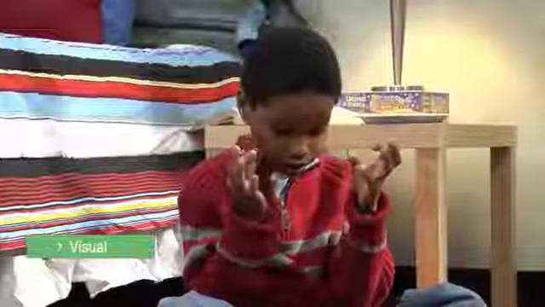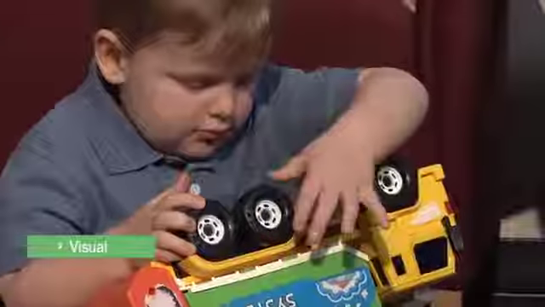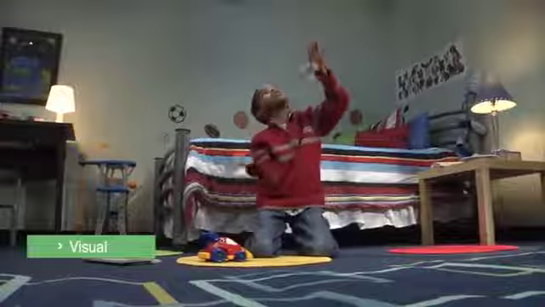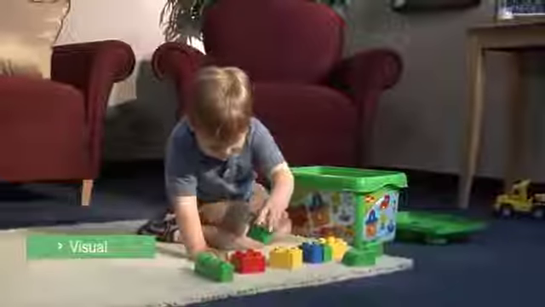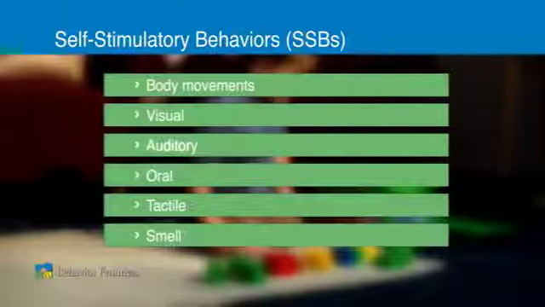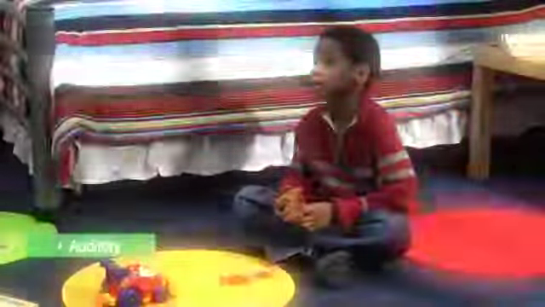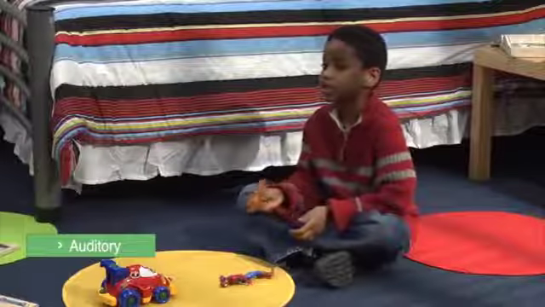Visual self-stimulatory behavior may also occur when a student gazes at their hands or other objects, such as watching items spin, watching items fall, or looking at items that are lined up. Students with autism may also have auditory self-stimulatory behaviors in which they repeatedly make sounds or noises in order to hear them.